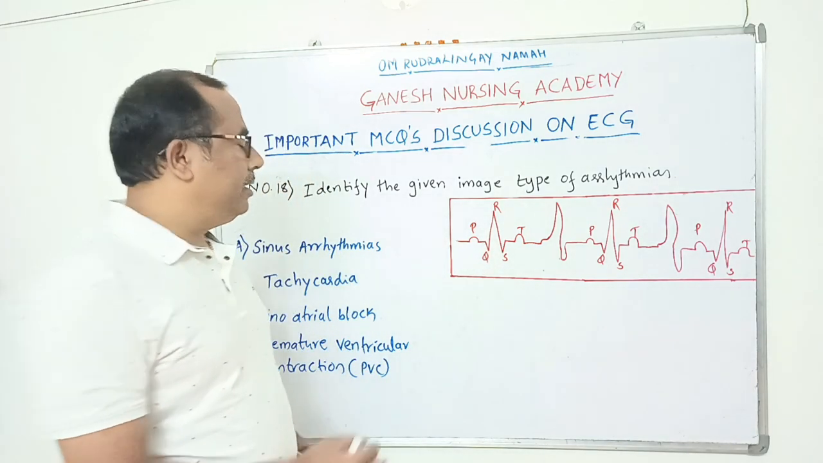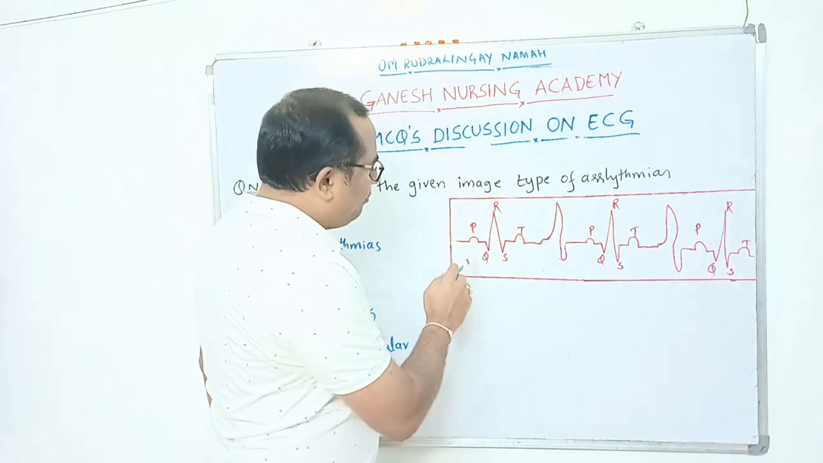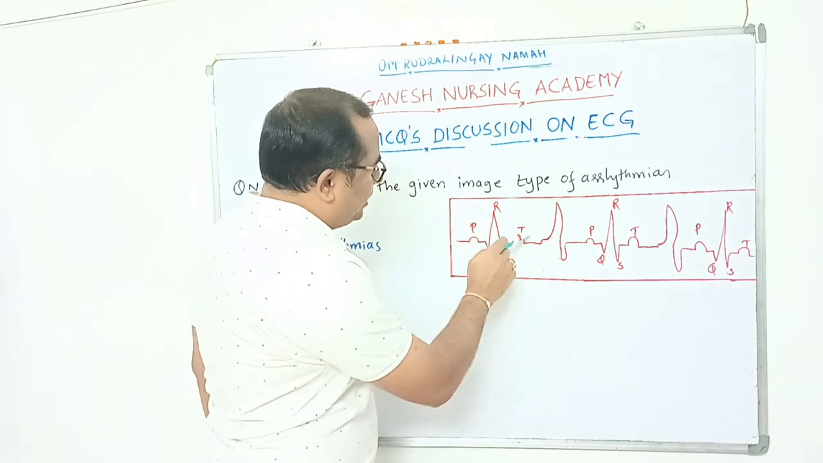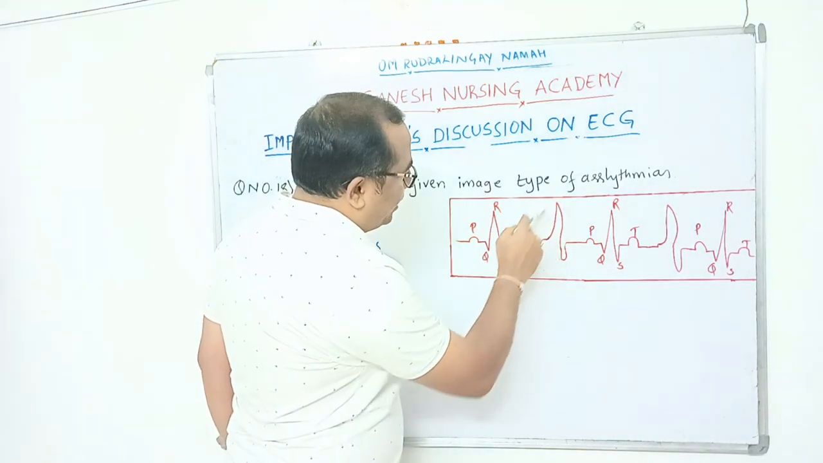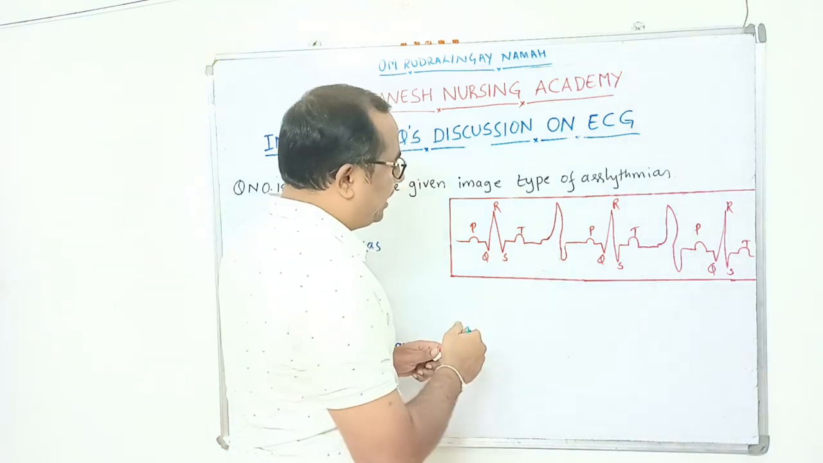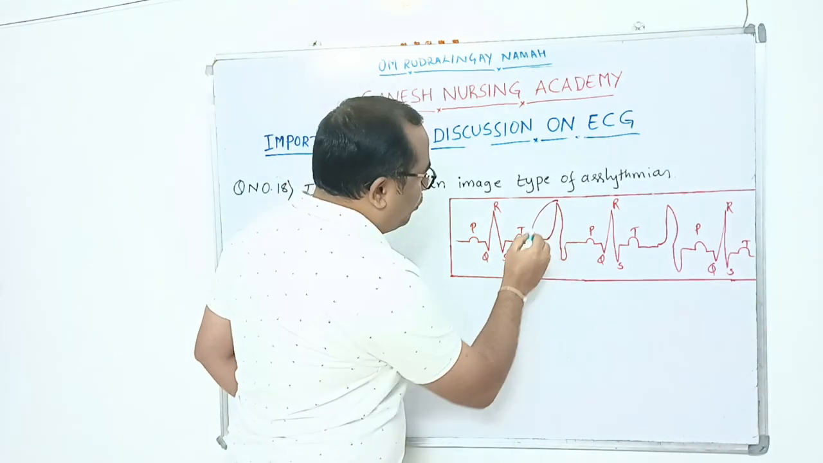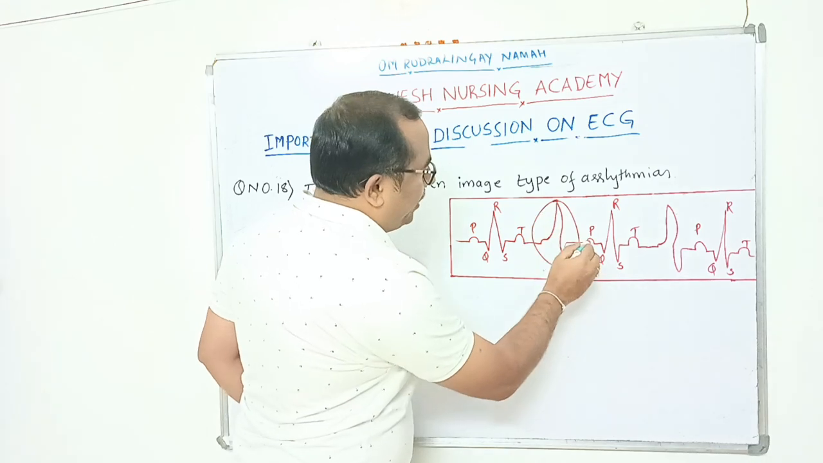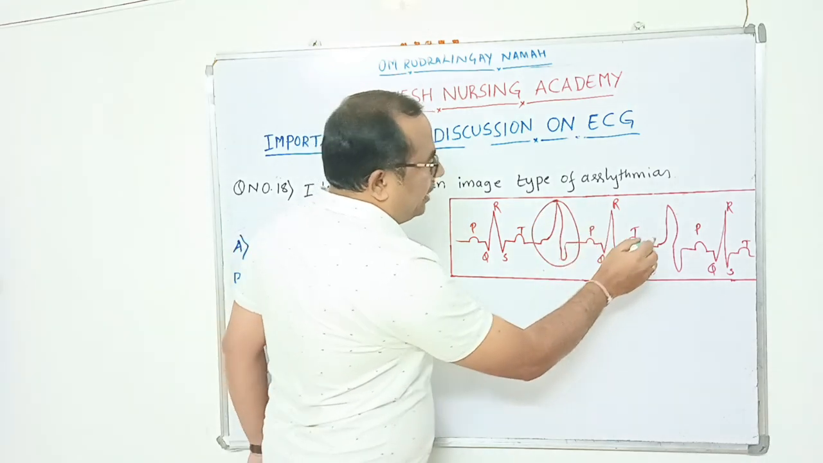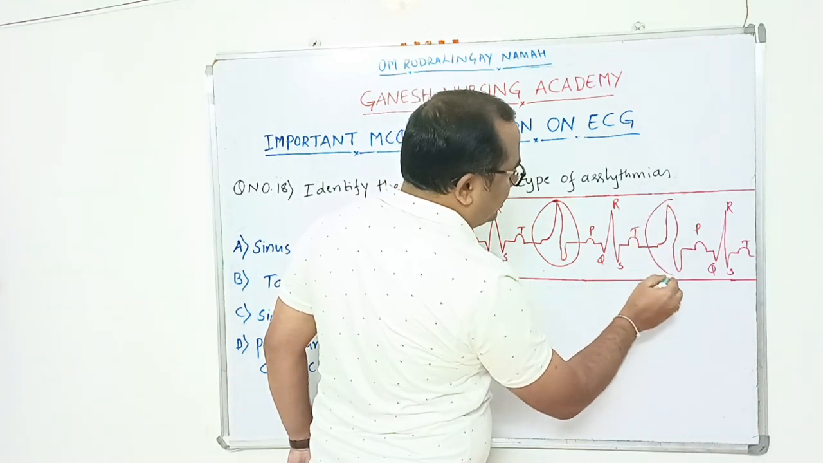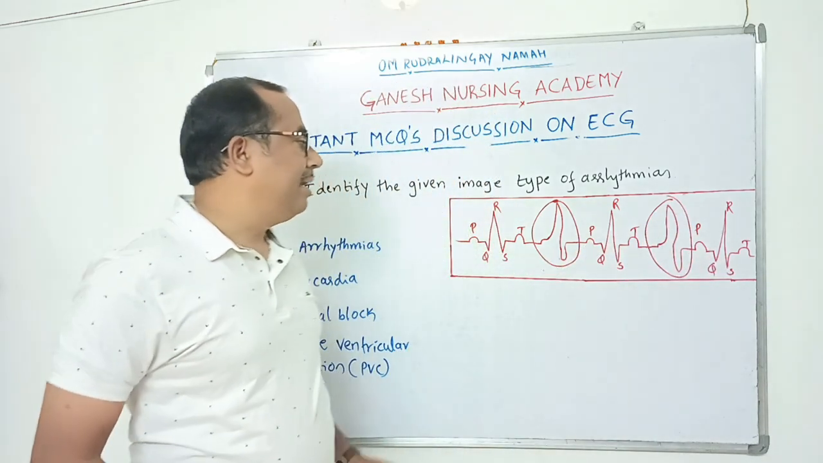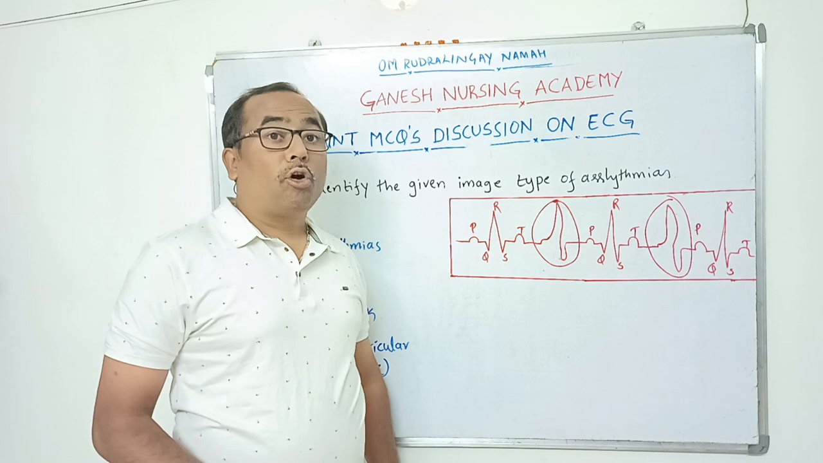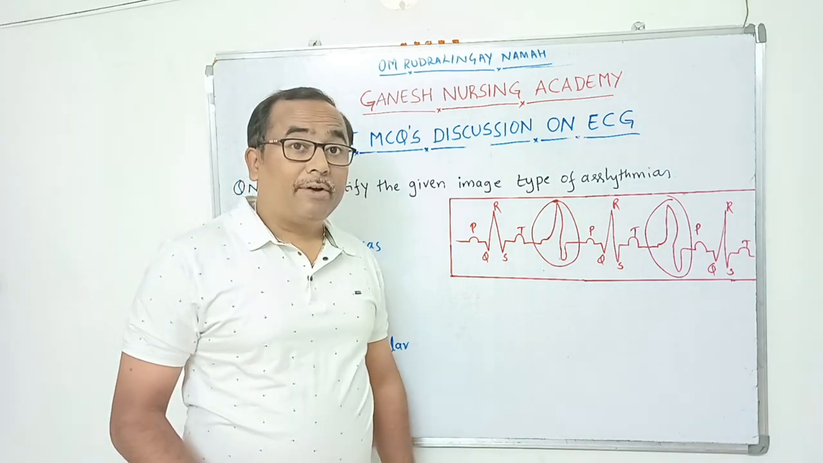When I observe this image, here there is a P, Q, R, S, T. It is a normal rhythm, and here you can see an abnormal rhythm, abnormal ectopics. Again here P, Q, R, S, T, and here again an abnormal ectopic. So I could see some ectopics present in between the normal beats. And what is this type of arrhythmia they asked?